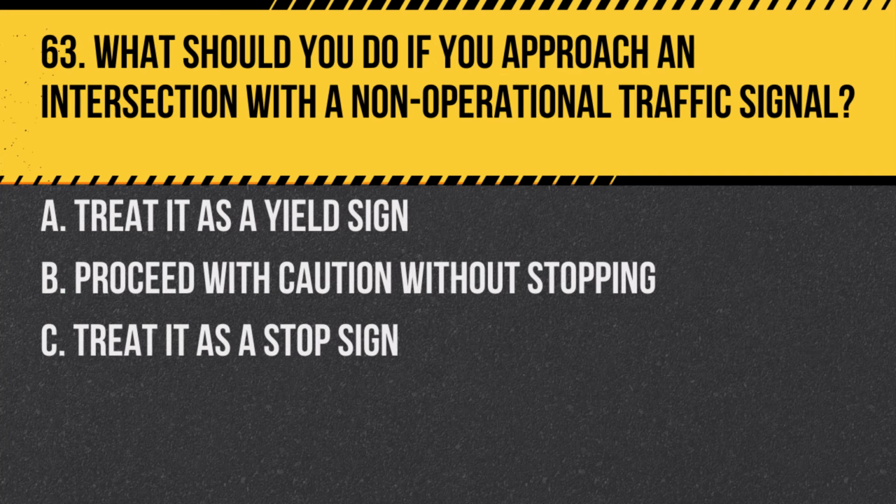Question 63. What should you do if you approach an intersection with a non-operational traffic signal? A. Treat it as a yield sign. B. Proceed with caution without stopping. C. Treat it as a stop sign. Answer: C. Treat it as a stop sign. When traffic signals are out, treat the intersection as if it's controlled by stop signs in all directions.